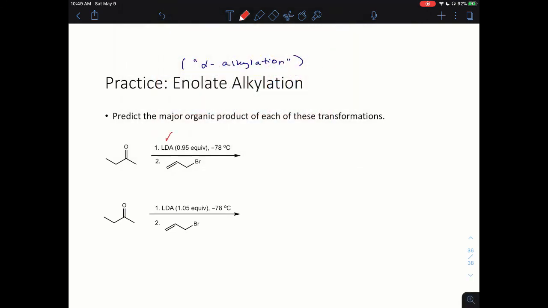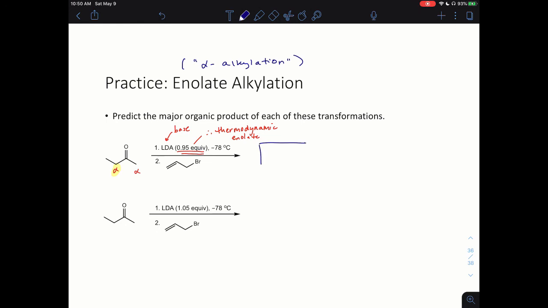So we see we have LDA, and this is a base. We'll be deprotonating the alpha carbon. We have a little bit less than one equivalent. So that means, okay, this is how we're making the thermodynamic enolate. Again, LDA initially makes the kinetic, but when you use less than an equivalent, it will equilibrate into the thermodynamic enolate.